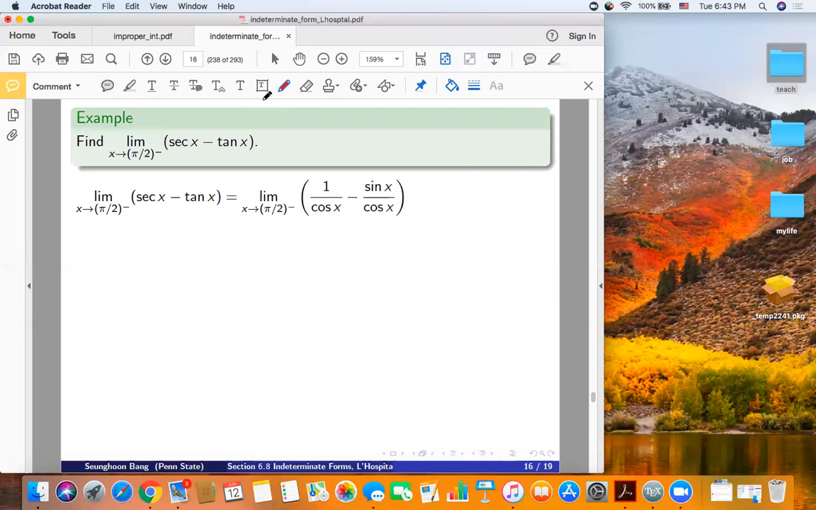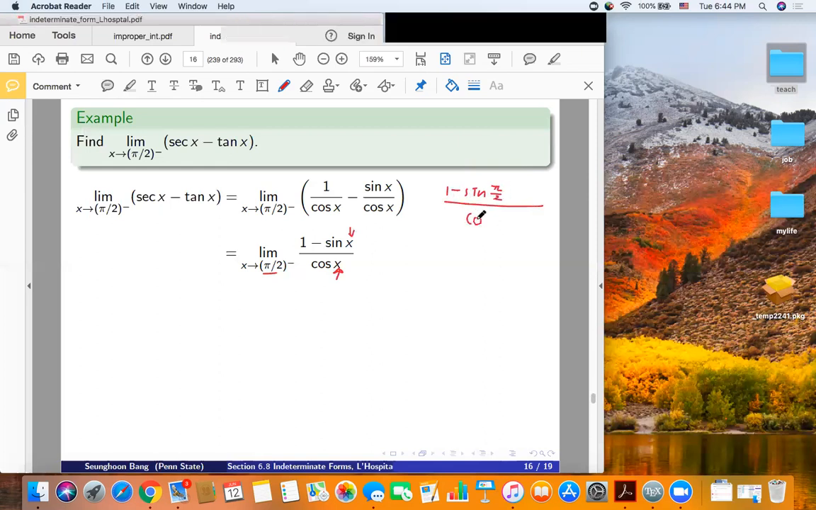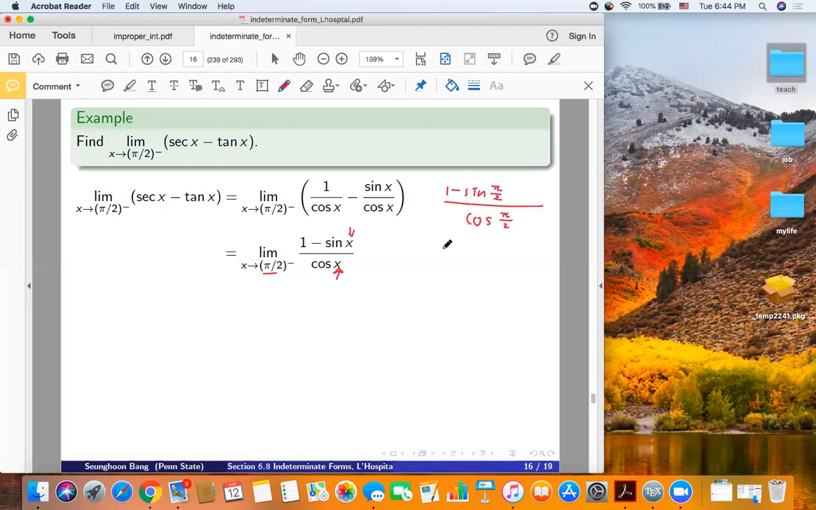Tangent is sine over cosine, so we can change it like this. So what happens? Cosine of x is one common factor. We can combine 1 minus sine x. You plug pi over 2 into x. What happens? 1 minus sine pi over 2, over cosine pi over 2. So what's that? 1 minus 1 over 0 is 0 over 0 form.